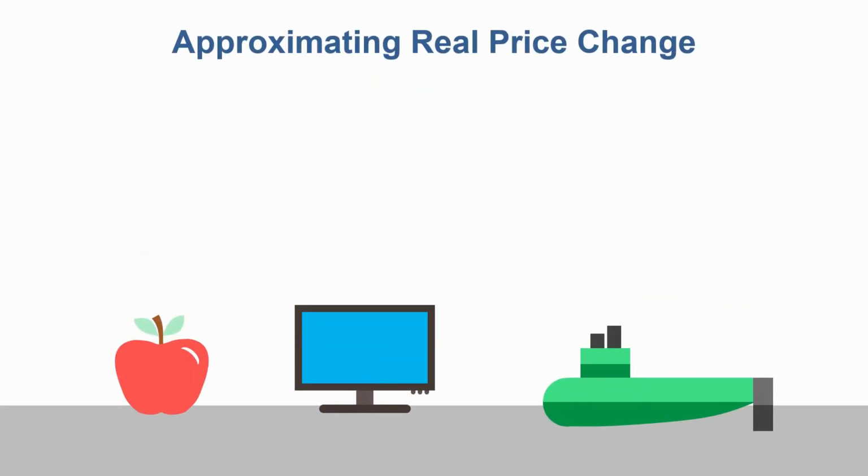For the apple, the observed price change was 3%, while the forecasted effects of inflation were also 3%. Because the effects of escalation and inflation matched, the real price change for the apple is 0%. For the computer, escalation was negative 5%. The forecasted effects of inflation were positive 3%. The difference between inflation and escalation approximates a real price change of negative 8%.